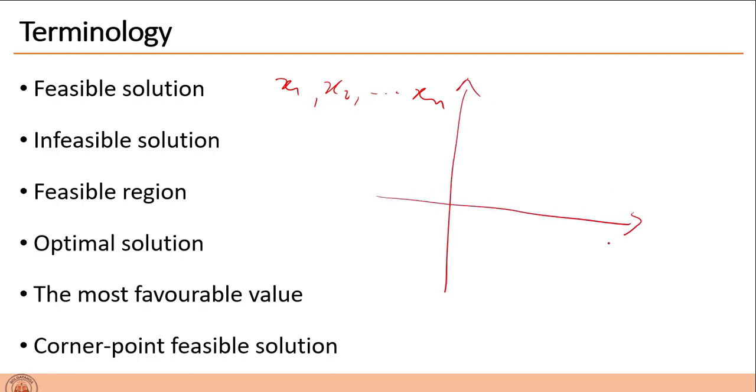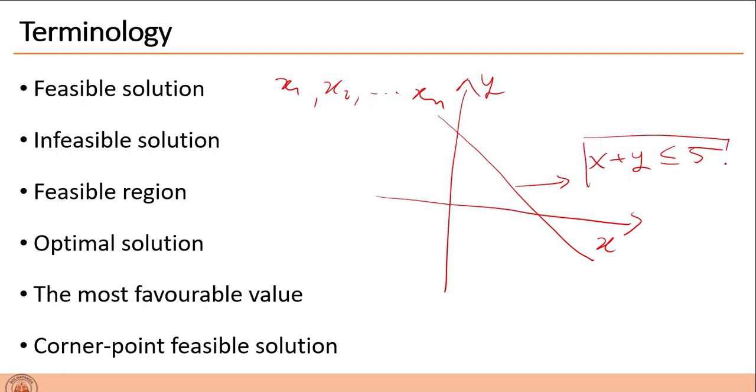If we have x here and y here, and we have a line, let's say this is the line. The equation of the line is probably not a correct equation, I'm just giving it something: x plus y less than or equal to some value, let's say 5. This is the equation that will give us this nice line that we are seeing here.